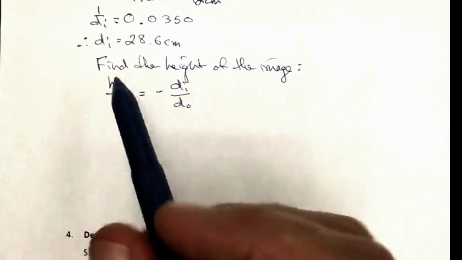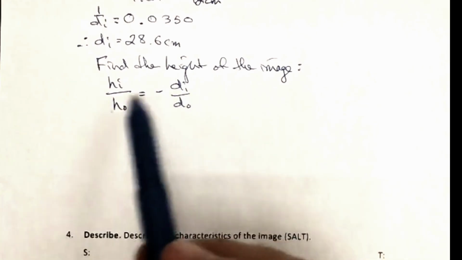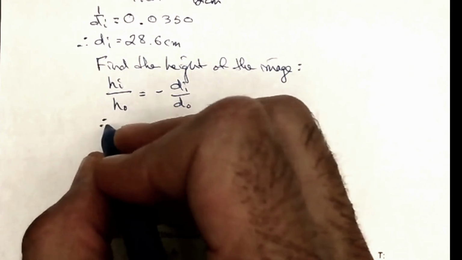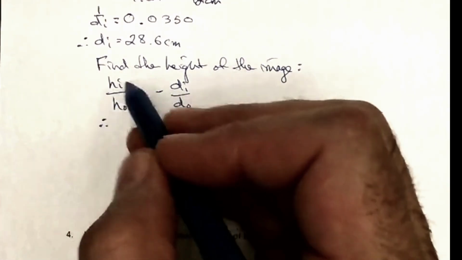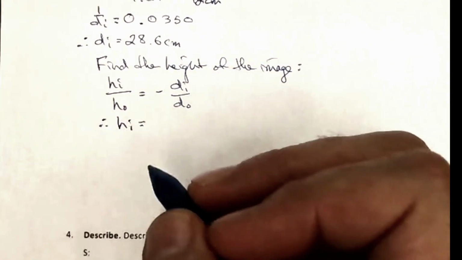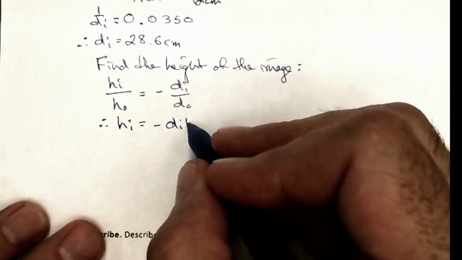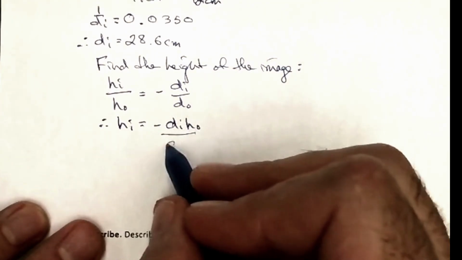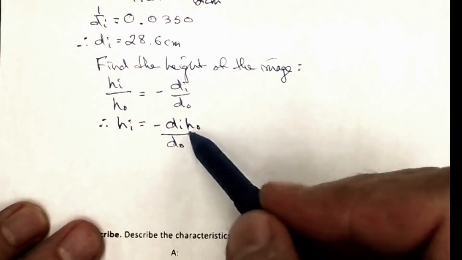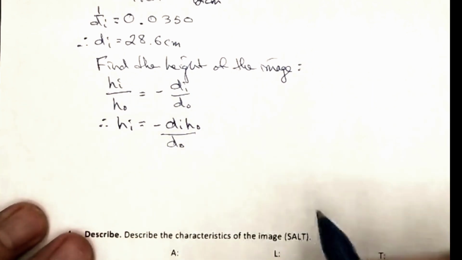To isolate this, right now it's divided by the height of the object. So we have to multiply both sides of the equation by the height of the object. When we do that, on this side, the height of the object divides away. We're just left with the height of the image. On this side of the equation, this is what we had before, negative di over do, and now we've multiplied by the height of the object. So this is our isolated equation.